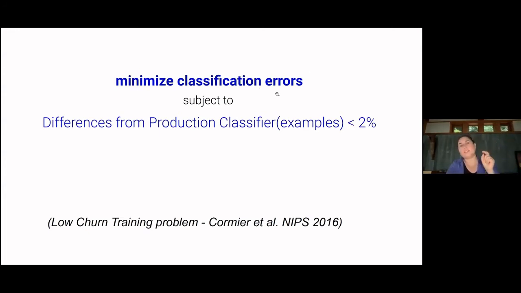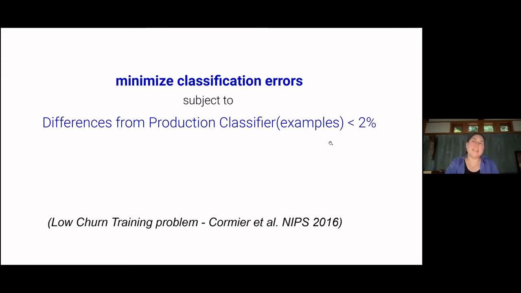So for any one of those classifiers, you've already got a production classifier, and now you're training a new classifier. Maybe you've got updated training data, maybe you got new features, and you may want it to have low churn. That is, you may want the classification decisions to not differ too much from the production classifier. And in this case, we're going to say they can't differ more than 2%. And you might say, well, isn't that bad? I don't want to limit my accuracy gain.